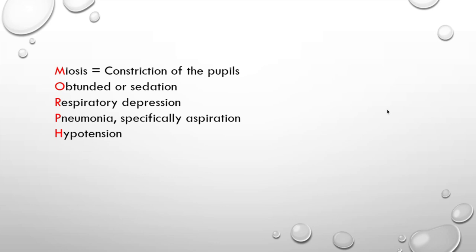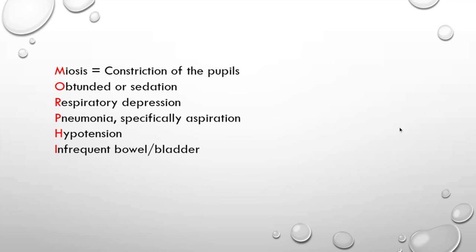The H stands for hypotension. You will see low blood pressure a lot of times, especially with end-of-life care and hospice patients who are taking morphine. You'll see low blood pressure.